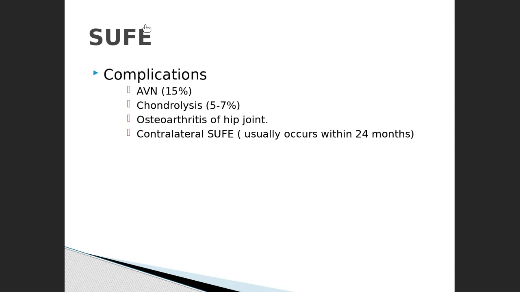An AP and a Frog's lateral. Right, so an AP and a Frog's lateral. And what features are you looking for that would suggest that the patient has a slipped upper femoral epiphysis? Well, you're looking for Klein's line. You're looking for a decreased height of the epiphysis. Yes. And the metaphyseal blanch sign. Very good, very good. All right.